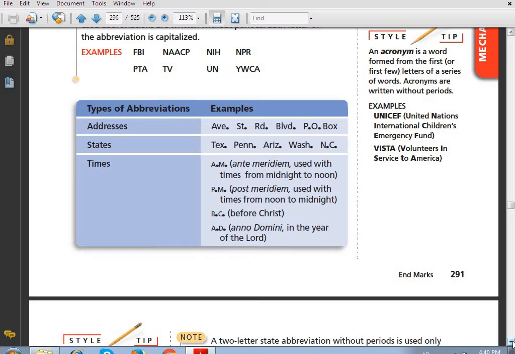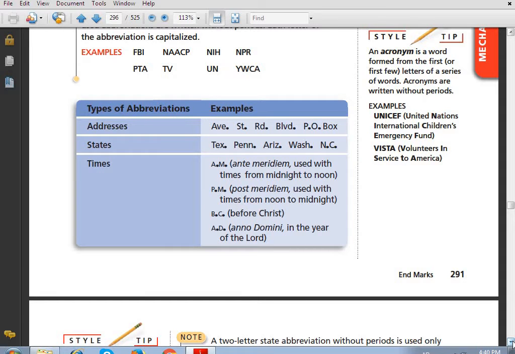Okay. An acronym. What is an acronym, guys? An acronym is a word formed from the first letter or first few letters of a series of words. Acronyms are written without periods. If you are not sure that your readers will know what an acronym stands for, add the complete term in parentheses the first time you use the acronym. Guys, look at the examples below.